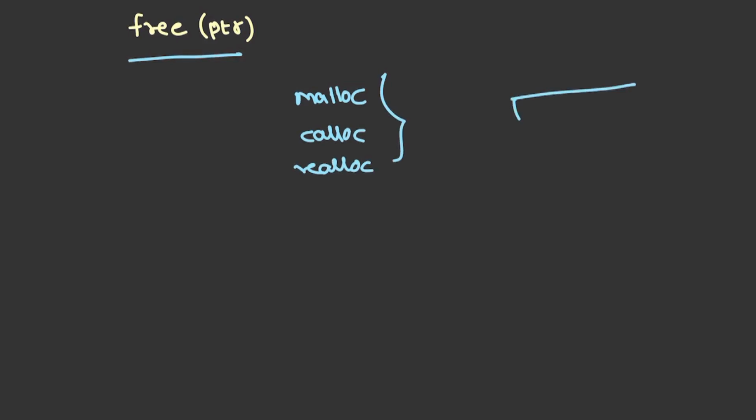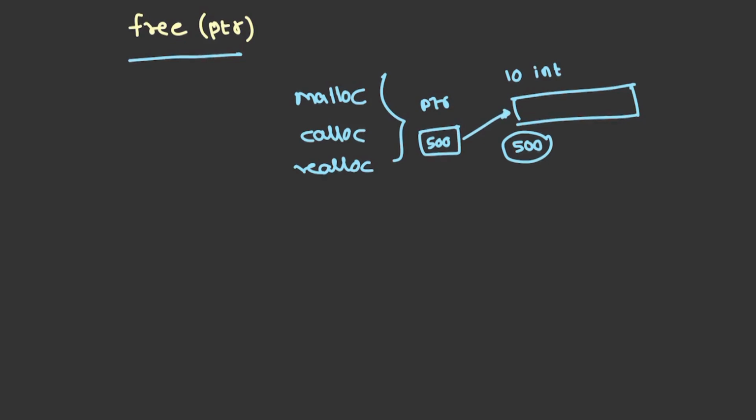We have one more library function, which is free. We know that when we allocate memory with malloc, calloc or realloc, it returns a pointer to the starting location. Suppose you allocate memory for 10 integers and the start address is 500. So 500 has been returned to the pointer and the pointer is storing 500.